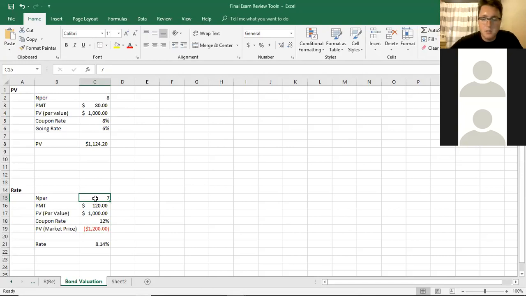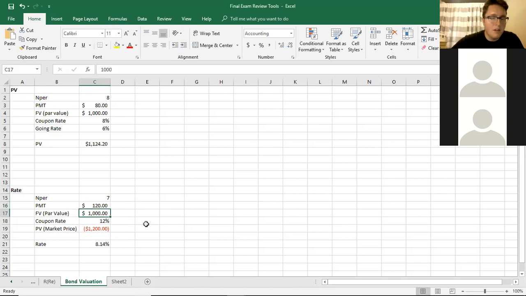So if it's been a 20-year bond and they are calling it after 7, would I put 7 or 13 here? 7, exactly, because the bond ended up living for 7 years, 7 periods.